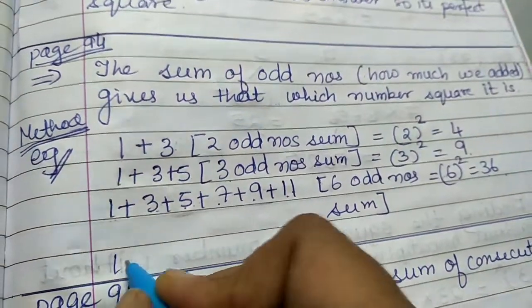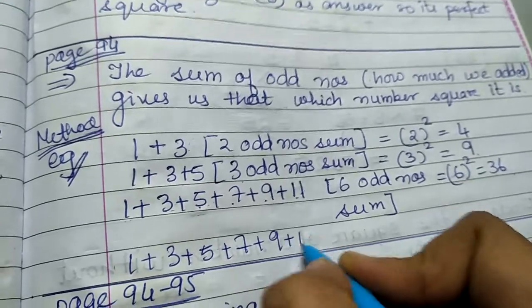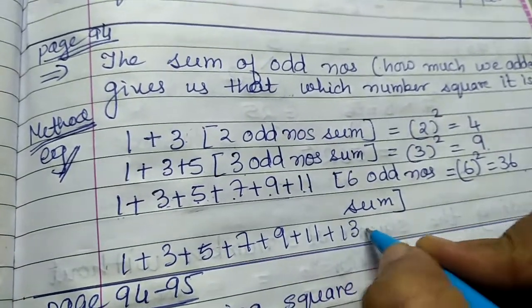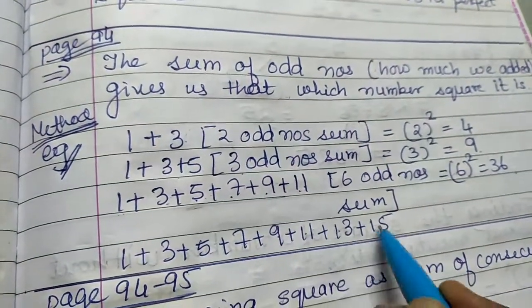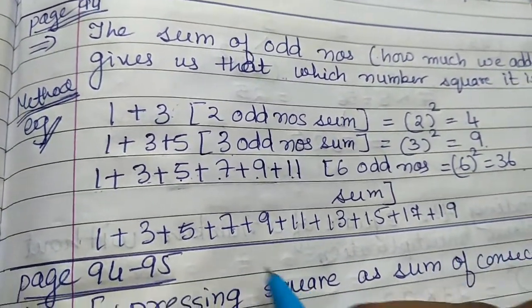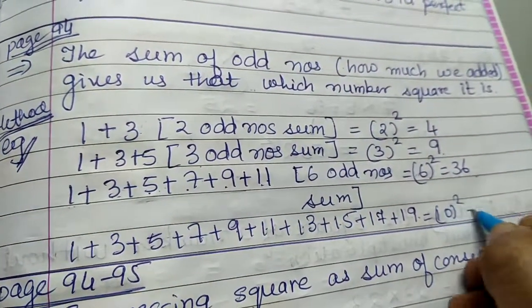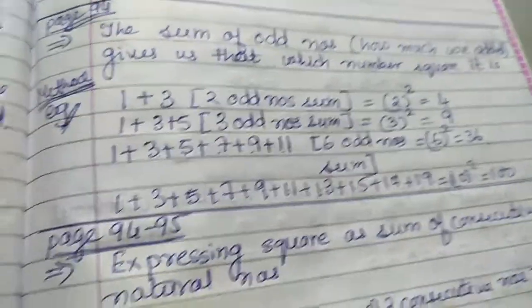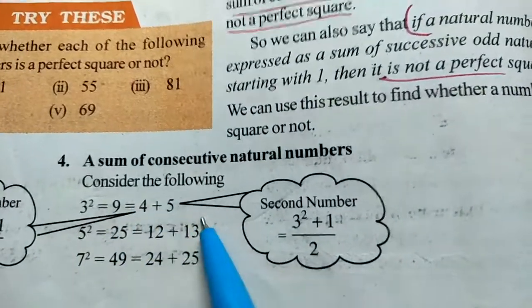For 10 odd numbers you have to add 1 plus 3 plus 5 plus 7 plus 9 plus 11 plus 13 plus 15. So how many have we got? 1, 2, 3, 4, 5, 6, 7, 8. Then 9, then 10. That makes 10 odd numbers. That is equal to 10 square, which is equal to 100. Okay. So this is again on page number 94. If you see page number 94, this sum of consecutive odd numbers is what I taught you just now.